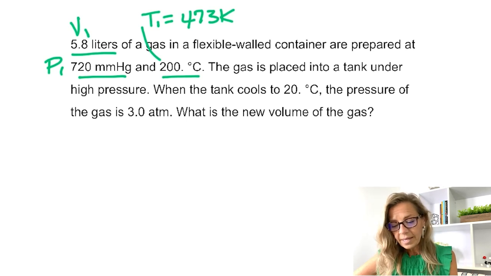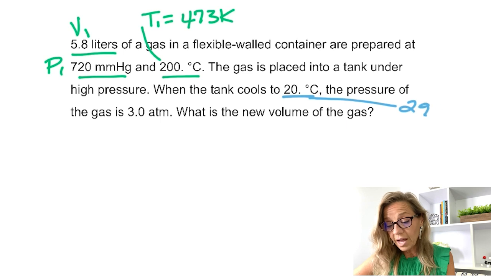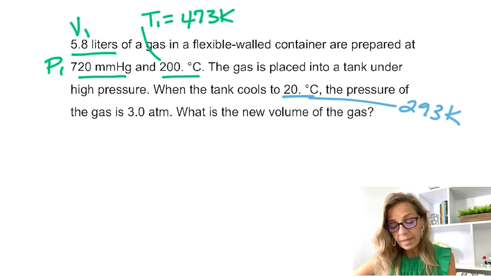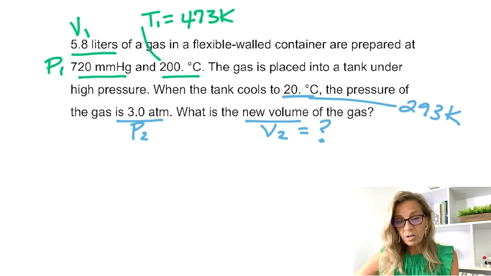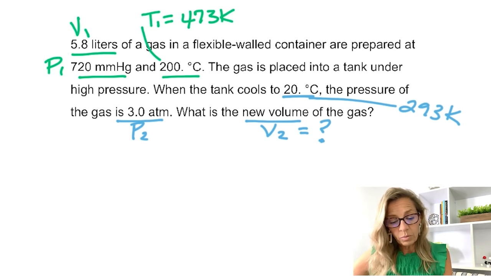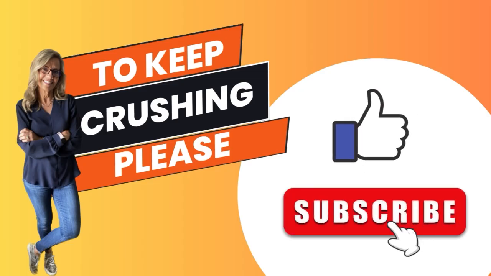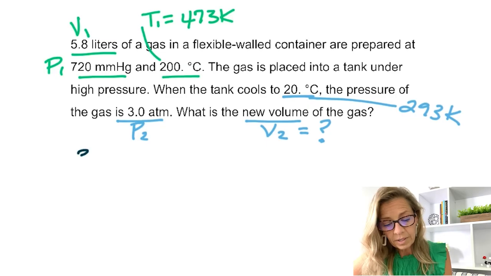gas law problem. Now let's go to the second set of conditions. So something happens. We're going to cool it to 20 degrees C, which happens to be 293 Kelvin, and we know a new pressure, right? And what we're looking for is the new volume. So what is the volume that goes with those conditions? So you see how I've identified the variables? Then we'll just write the equation. As written, P1 V1 over T1 equals P2 V2 over T2.